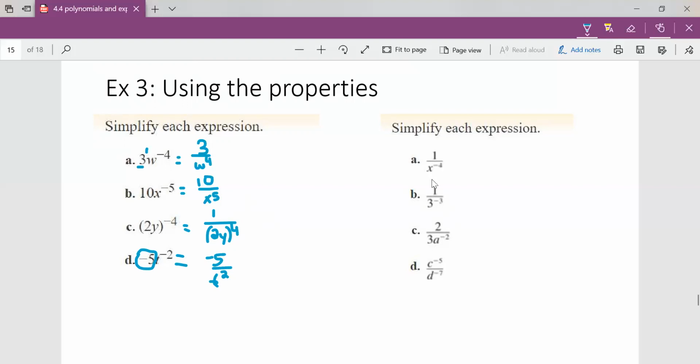Well, how do you make a negative exponent in the denominator positive? You move it up to the top. So 1 over x to the negative 4 is going to be x to the positive 4. This is going to be 3 to the negative 3, to make positive, 3 to the positive 3.